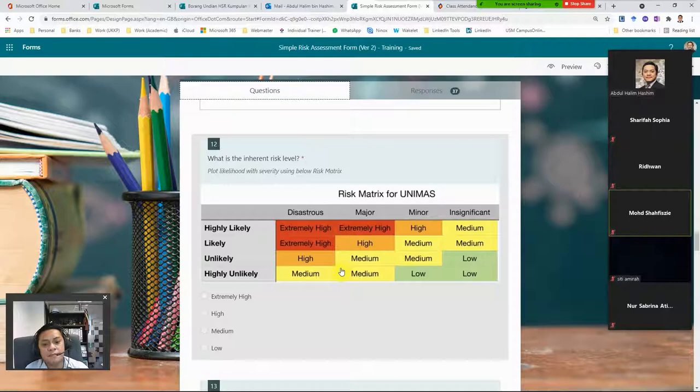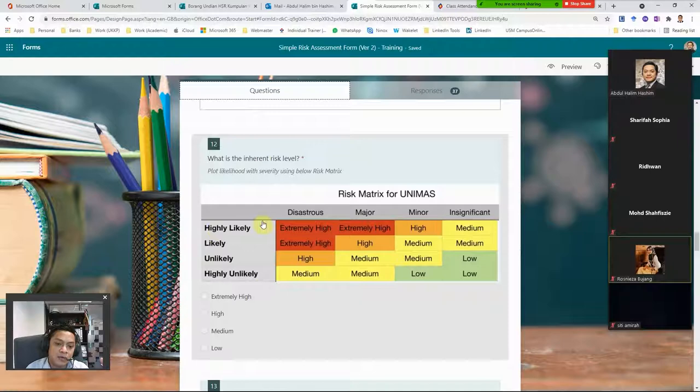And then, this is the simplest question because it depends on the answers that you gave before this. You have chosen the likelihood on the left and you have chosen the consequences on top. So you just match it, plot it. If you choose highly likely, for example, and the consequences are disastrous, the outcome will yield extremely high. So you just click here, extremely high.